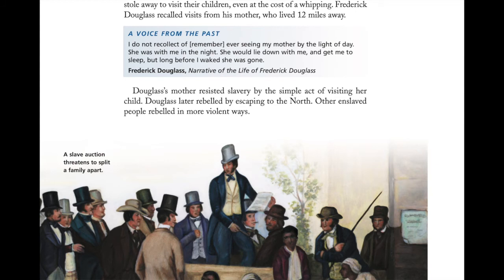Douglass's mother resisted slavery by the simple act of visiting her child. Douglass later rebelled by escaping to the North. Other enslaved people rebelled in more violent ways.